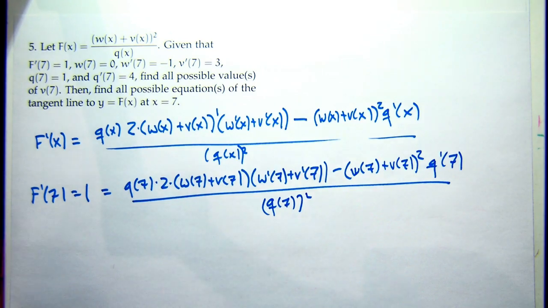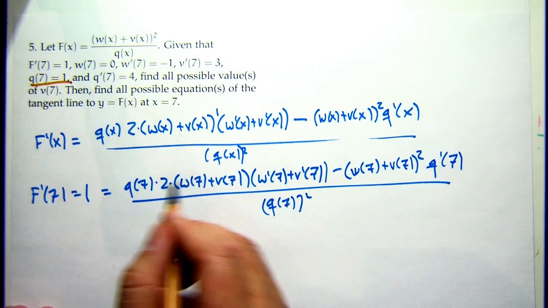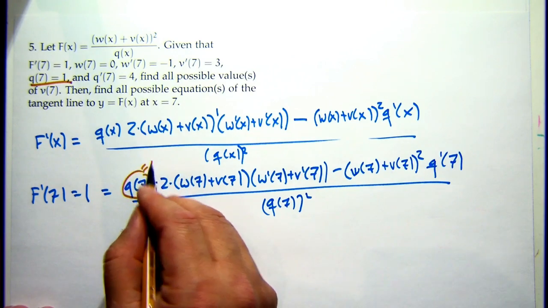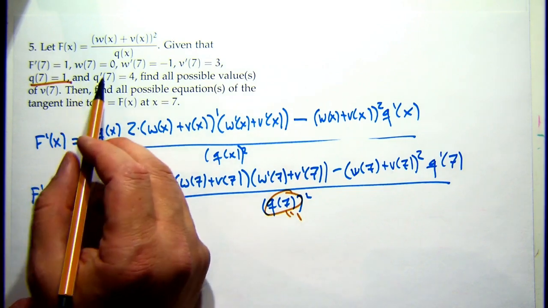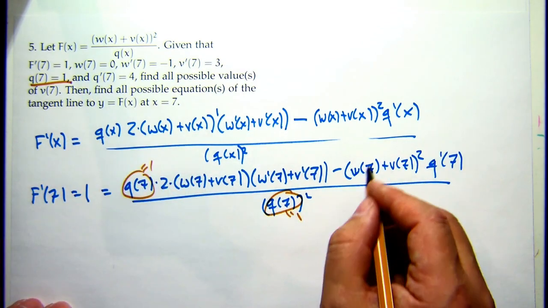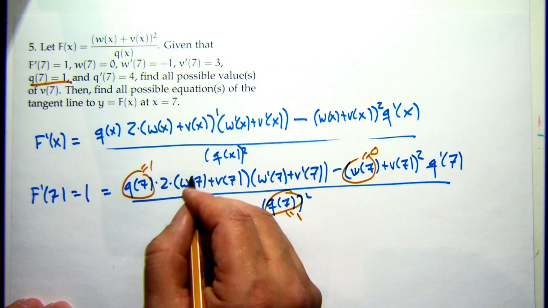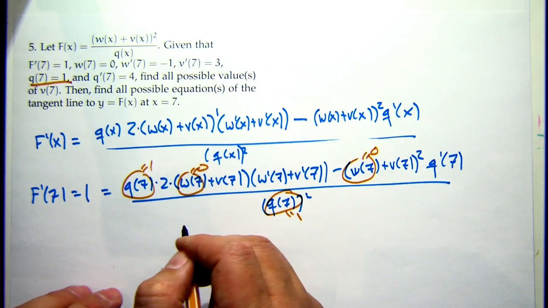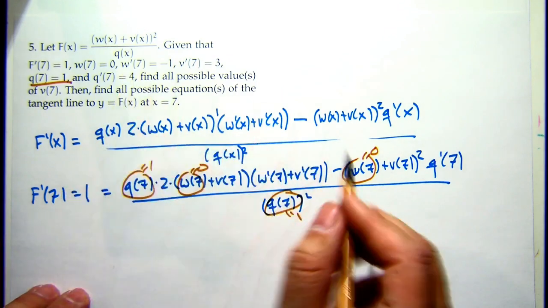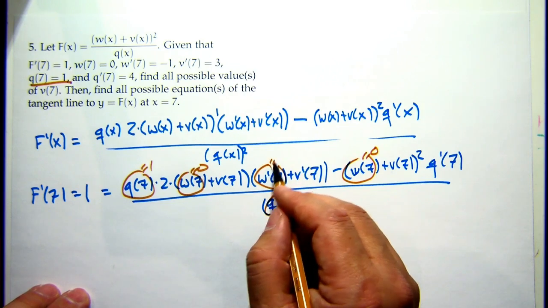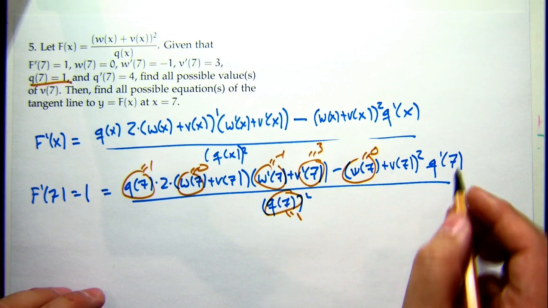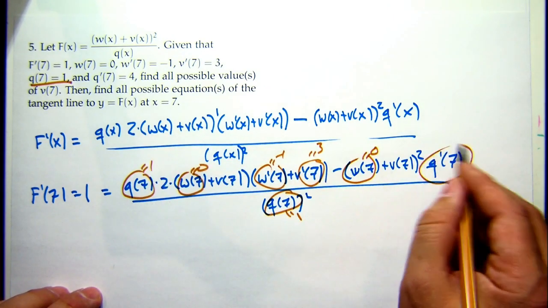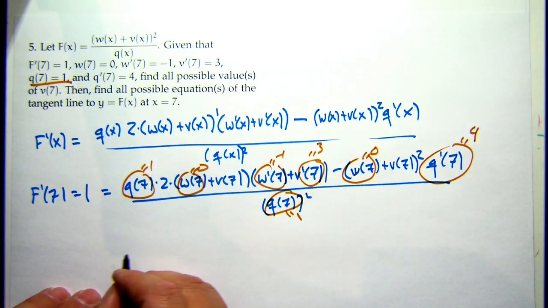Now at this stage we're like, oh my gosh, I hope things simplify. And they do, because watch. q of 7 equals 1. So this is 1, and this is 1, and 1 squared is easy. Let's say w of 7 is 0. So this is 0, and this is 0. So that's pretty easy. w prime of 7 is negative 1. So that's negative 1. v prime of 7 is 3. So that's 3. q prime of 7 is 4. So that's what's left.